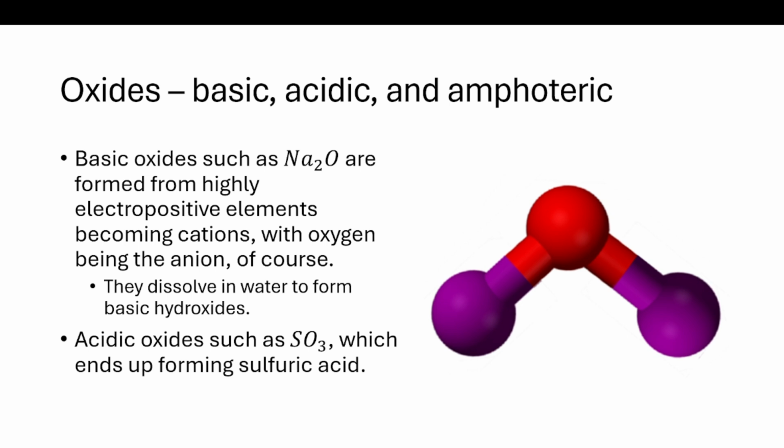However, for something such as acidic oxides, like sulfur trioxide, they are going to dissolve in water and form an acidic solution, which in this case is sulfuric acid. Now, there are amphoteric oxides, which are in the middle, as they can act both as a base and acid.